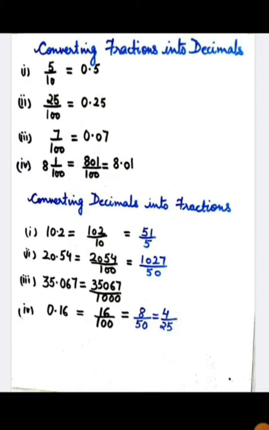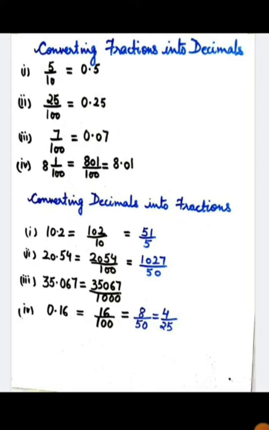Then, in order to change it into the lowest term, you have to divide the numerator and denominator by the same digit. And after dividing them by 2, the answer we get is 51 upon 5. And further, we cannot divide these two numbers.